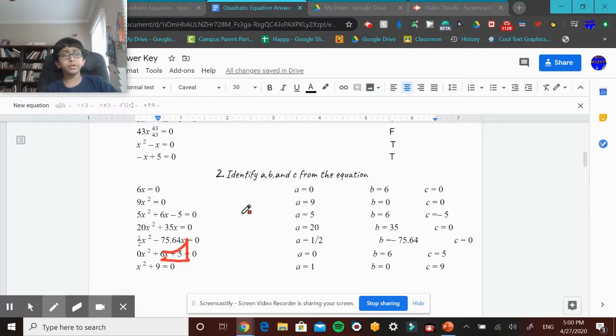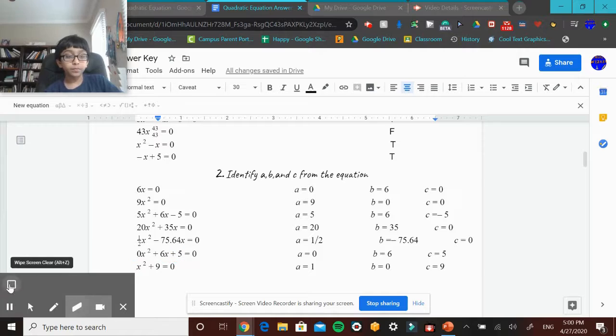Because it's still there, it's just 0. And since it's anyways going to equal 0, they don't include it in the problem. I just included it for you guys to see it easier. And then x squared plus 9. A is 1 because secretly there's a 1 before that x. There is not a 0. If there was a 0, they would not put the x on there. B is 0 and C is 9.